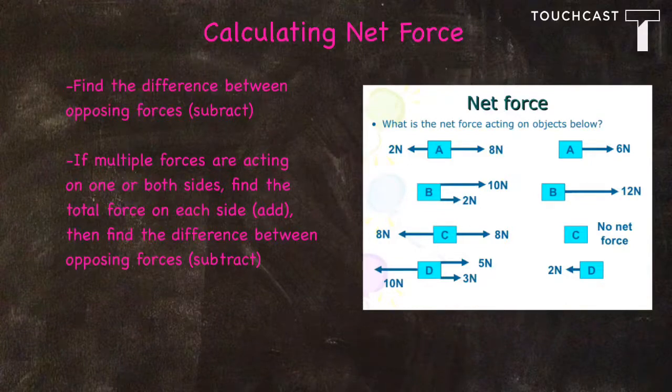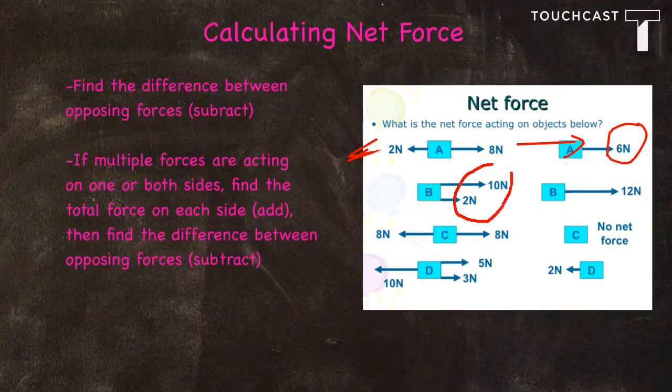In order to do this, all you have to do is find the difference between the opposing forces. So for instance, in this first example, the difference between 2 and 8 is 6, and the direction moving is in the direction of the greater force, which is to the right. If you've got multiple forces acting on one or both sides, make sure you add the total first to get the total. So that's 12, and then find the difference. The difference between 12 and 0 is 12, so it's moving in that direction.